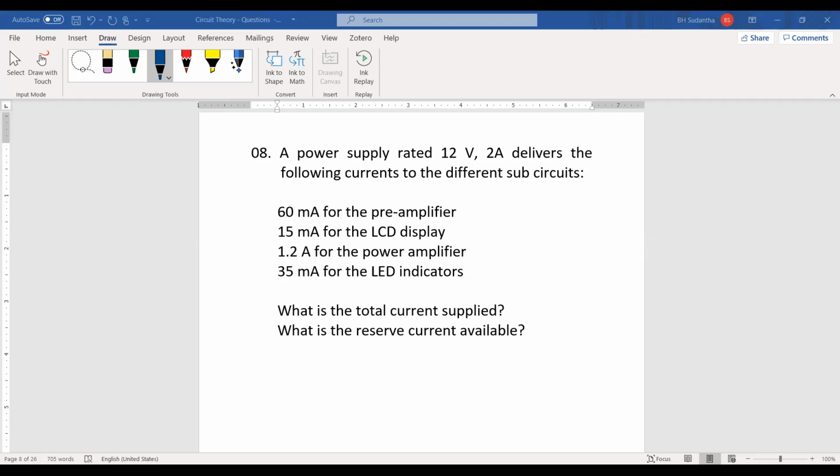Then this is 60 milliamperes, 15 milliamperes, 1.2 amperes plus 35 milliamperes. Now we can bring all these things into one unit.